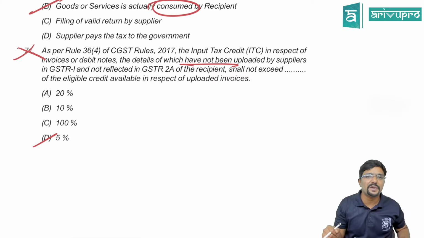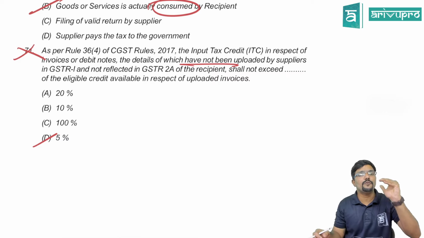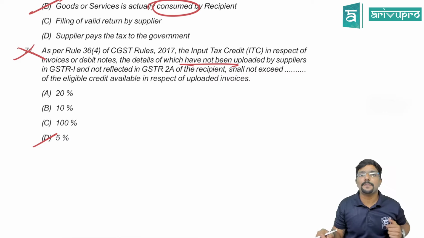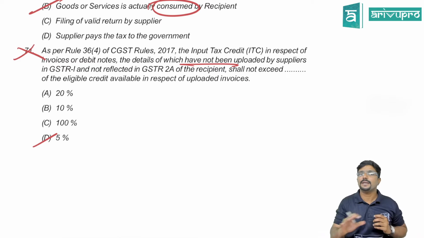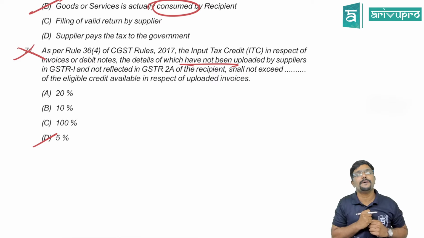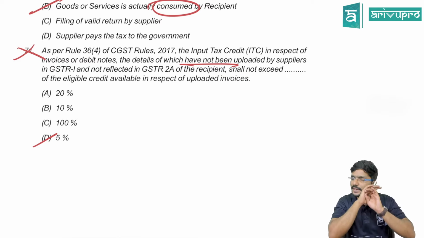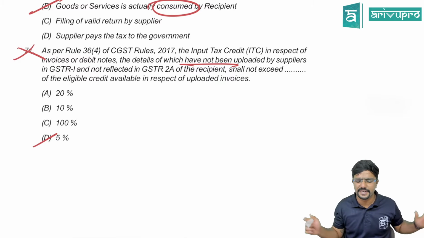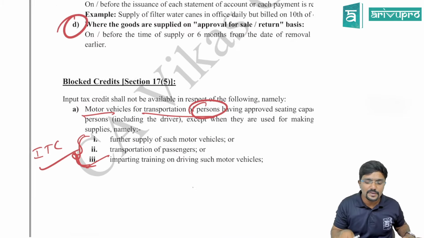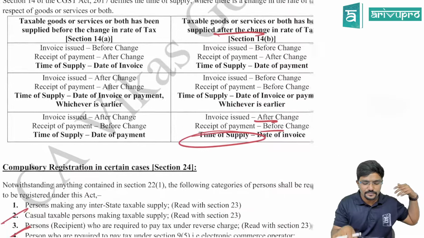But you guys need not worry about this question, because as per the relevant provisions applicable for your exams, if the details of outward supply are not given by the supplier in his GSTR 1 or invoice furnishing facility, then it will not appear in GSTR 2A of the recipient, and hence the recipient cannot claim any credit, not even 5%, 10%. He cannot claim any credit. This is as per the new provision. They have removed 36.4 now.